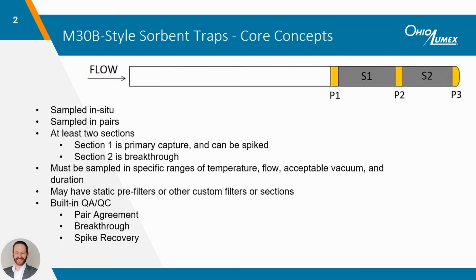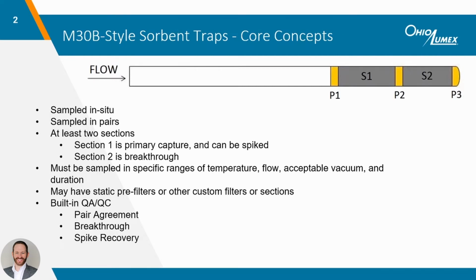Section 2 is always made of the same sorbent material as Section 1. Section 2 is the breakthrough section and serves as a means to determine whether the target analyte has broken through Section 1 during sampling. Every type of sorbent trap has its own unique set of sampling parameters, including temperature, flow, acceptable vacuum, and sampling duration. We will go over specific sampling parameters in a few slides. Each sorbent trap is handmade and can be customized in a variety of ways to meet the needs of a specific application.